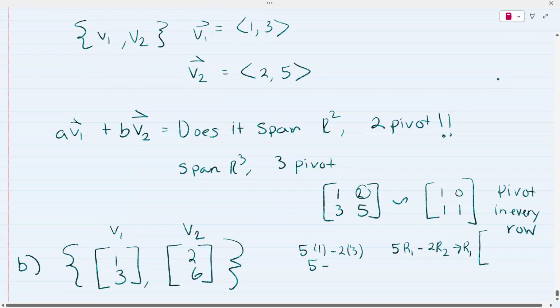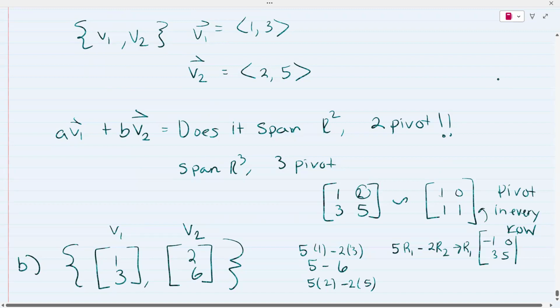Five minus 2 times 3 is -6. It's -1, and then 5 times row 1, 2 times... That's 10 minus 10, that's 0. Oops. Yeah, and then this is 3, 5. So basically, and then multiply this by 1/5, you'll eventually get to here.